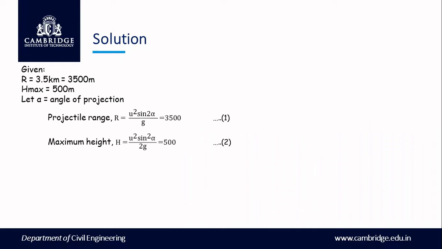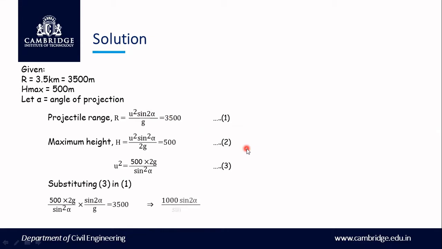From equation number 2, you can write u square is equal to 500 into 2g by sine square alpha. From equation number 2 itself, we are deriving u square. Call this u square equation, equation number 3. Now what you do is substitute equation number 3 in equation number 1, in place of u square. If you substitute, you get this.